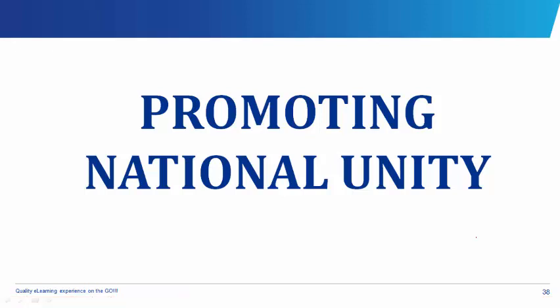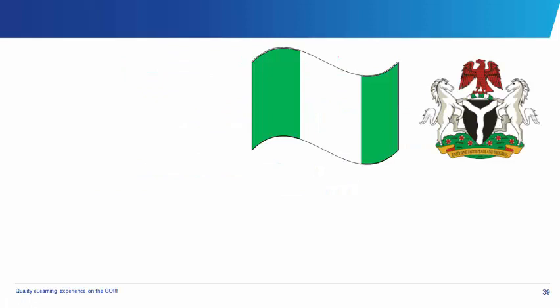Promoting national unity. In the previous chapter, we looked at the importance of promoting national unity in our country, Nigeria. I also made mention of processes the country has set in place to promote national unity, some of which we said were inter-ethnic marriages, inter-ethnic trades, etc. And we also had our national symbols. So now we're going to look at some of these national symbols in detail.